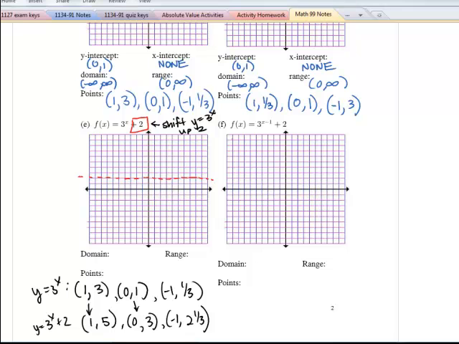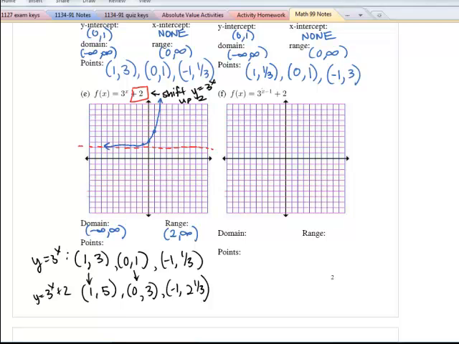So we're not going to cross that line, which means the range is going to be 2 to infinity instead of 0 to infinity, right? So we have 1, 5, 0, 3, negative 1, 2 1/3. So we can see the graph is going to go up as we go to the right and not cross 2 as we go to the left. The domain is still all reals. All right.